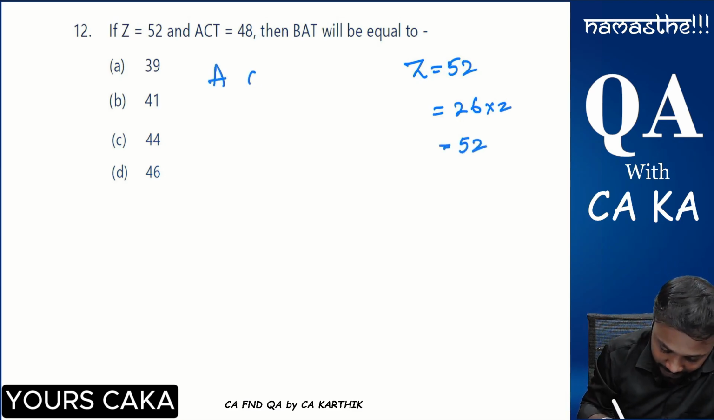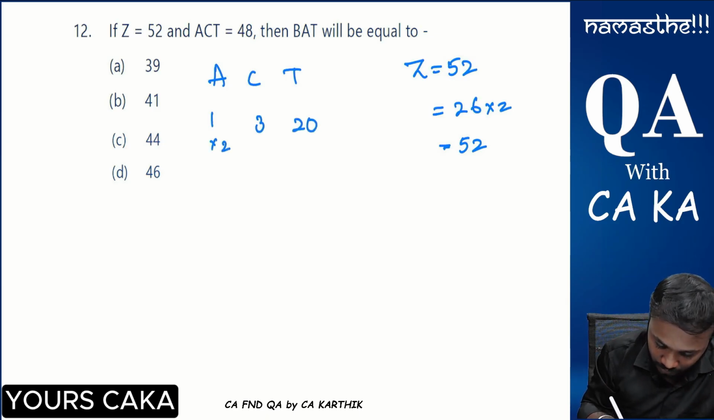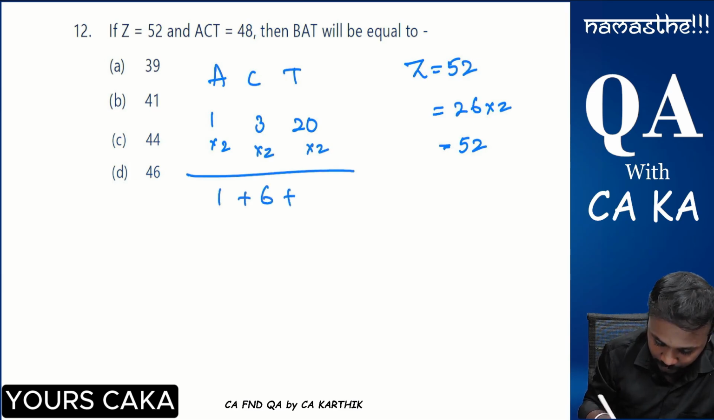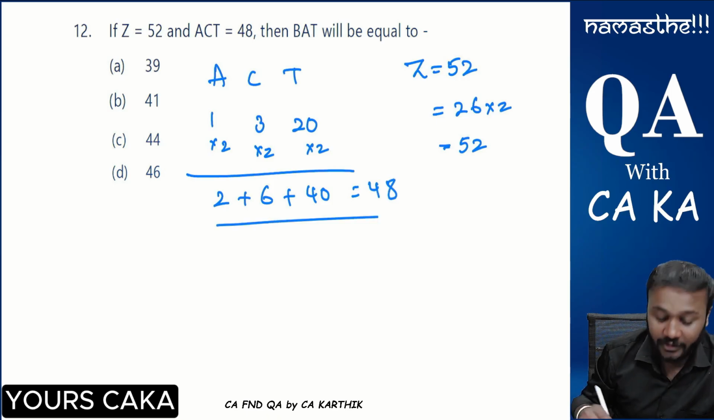Now if you see ACT, A is 1, C is 3, T is 20, if you remember. So 1 into 2, 3 into 2, this will be 2 plus 6 plus 40. Calculation mistake, this will be 48. That's how they have landed the value.